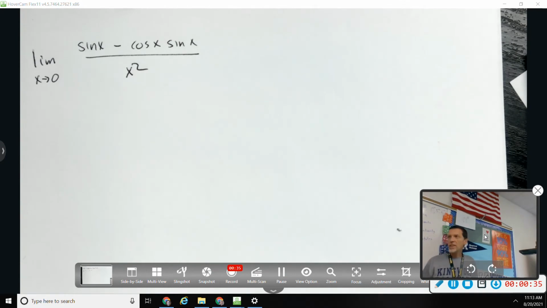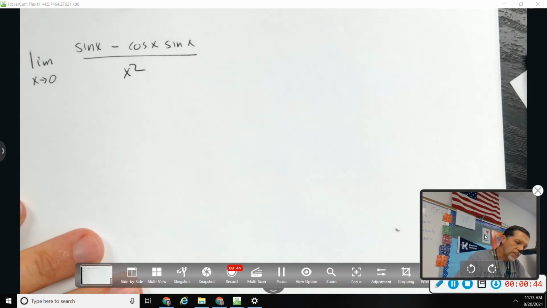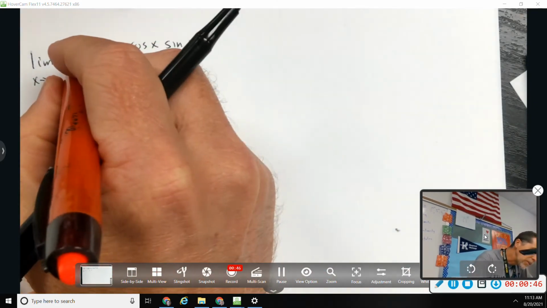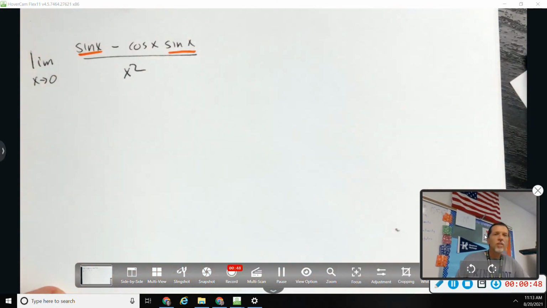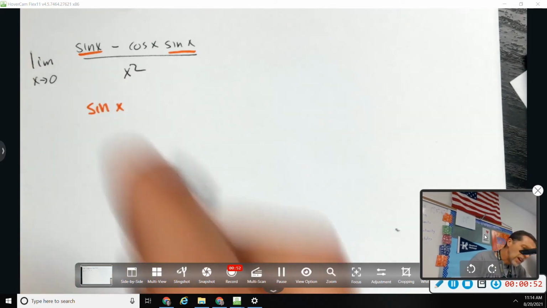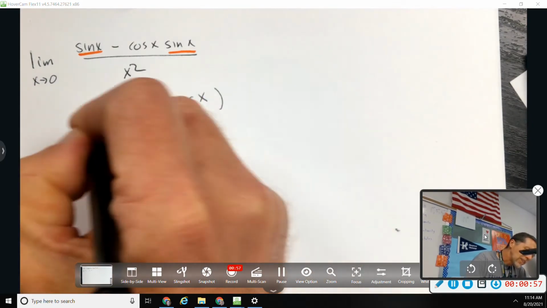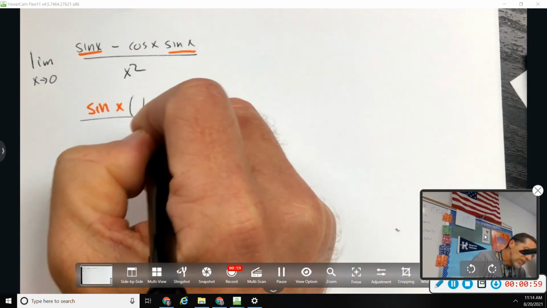Some of you split that up using illegal algebra. Throw you in algebra jail for what some of you did. Both of these have a sine on them, both of these terms. So that means I can factor out that sine. And that would leave 1 minus cosine x over x squared.